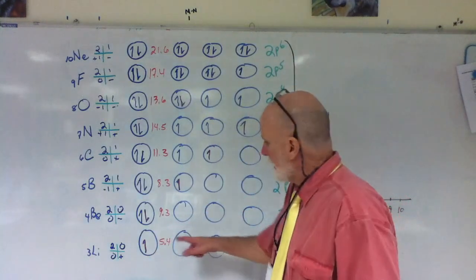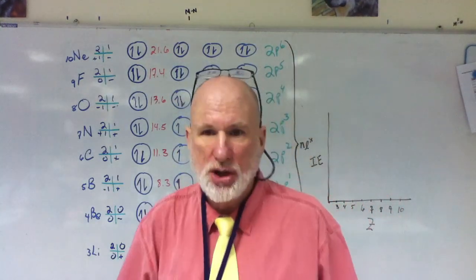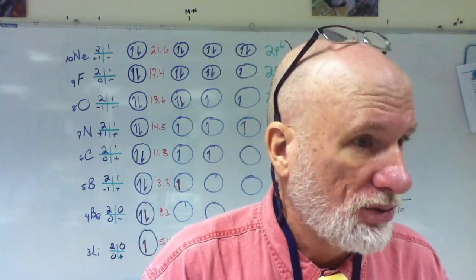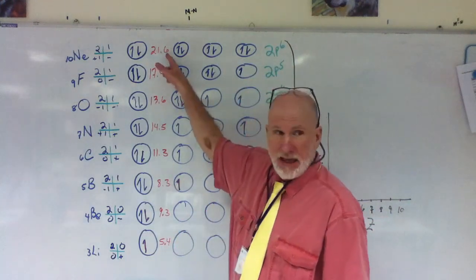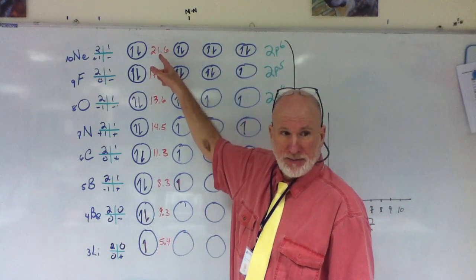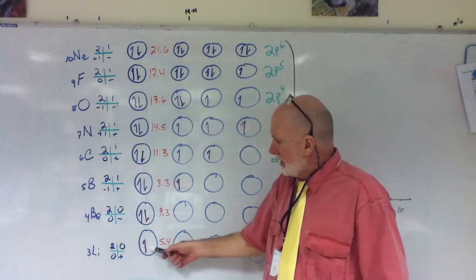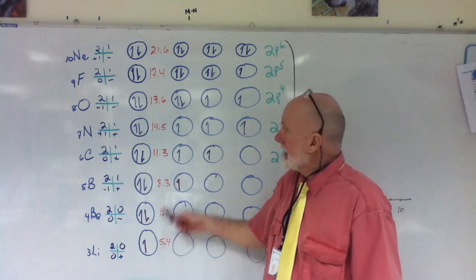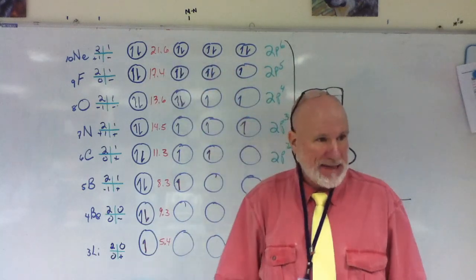Here, I don't have any unit labels. These are just relative numbers that show a relative increase in value as I go from lithium to neon. Do you see that? Yes? So the ionization energy to remove that is going to be the lowest, and the ionization energy to remove that will be the highest. Does that make sense?